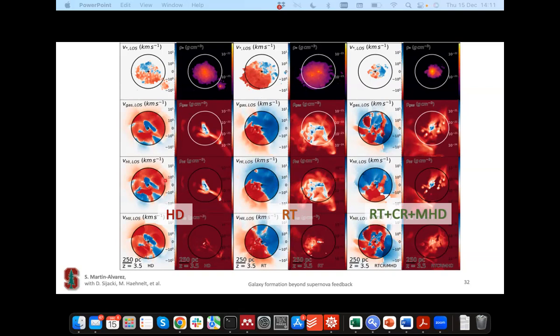Another cool thing is that, of course, when you do hydrodynamical estimates for the ionized hydrogen or the neutral hydrogen, you have to just predict this in post-processing, whereas we have this properly done on the fly.